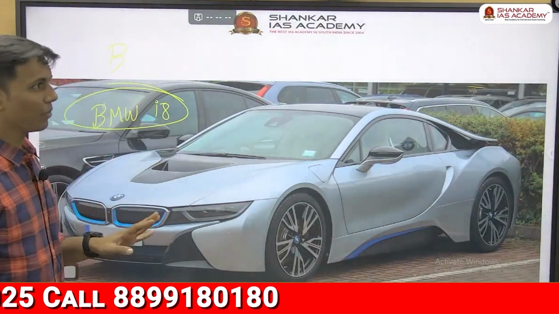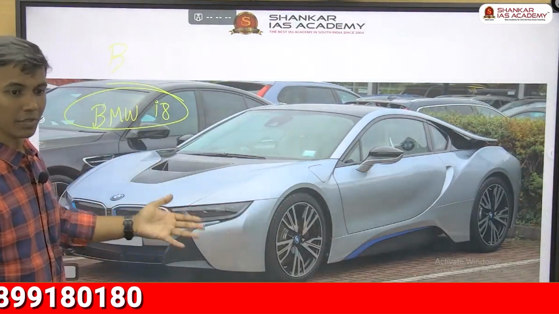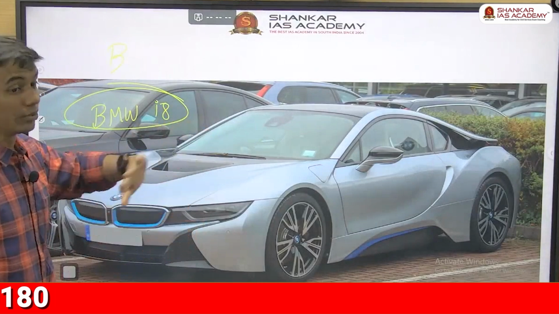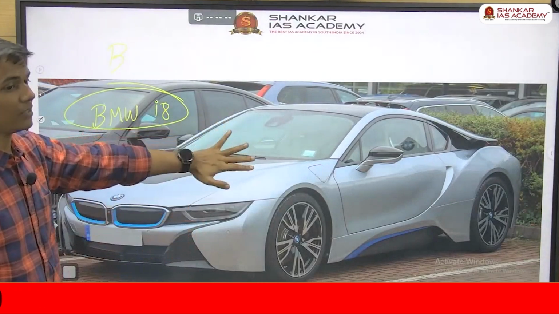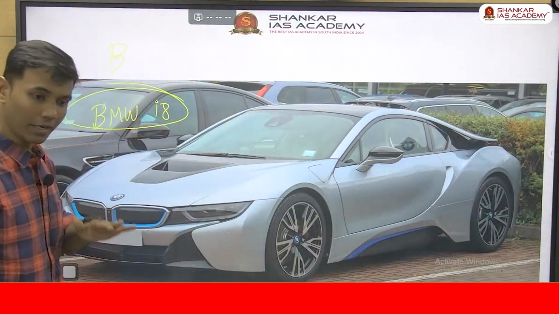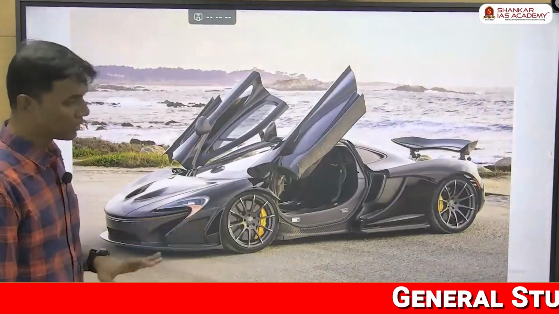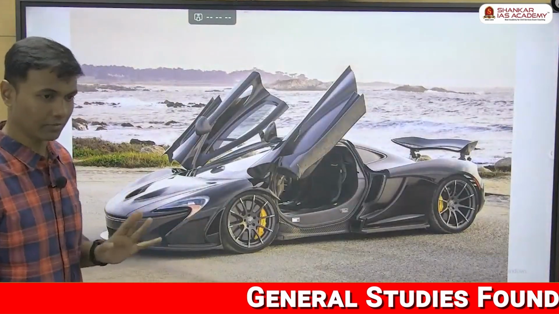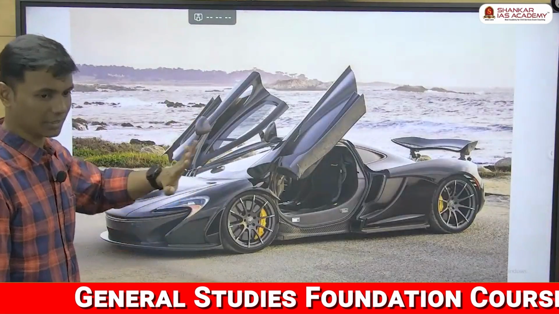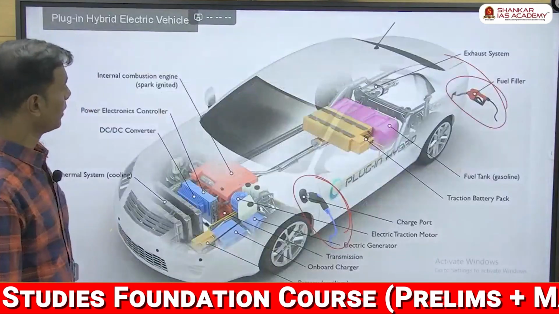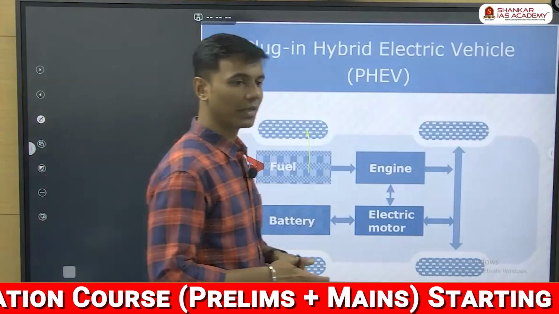So mostly owned by rich people or millionaires, because for obvious reasons, you're combining both the cars together. This is not generally for efficiency, but for higher power and longer range, making them more costlier. You cannot get a plug-in hybrid electric vehicle for less than 60 lakh, minimum 60 lakh. So that's why it is limited to the elite customer segment in general. Clear? You can write this one, PHEV, or plug-in hybrid electric vehicle.